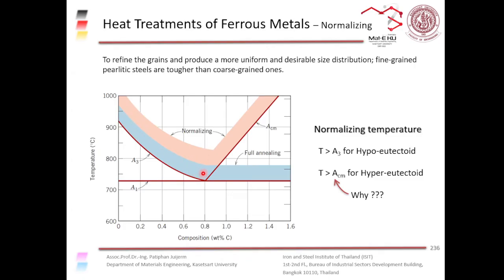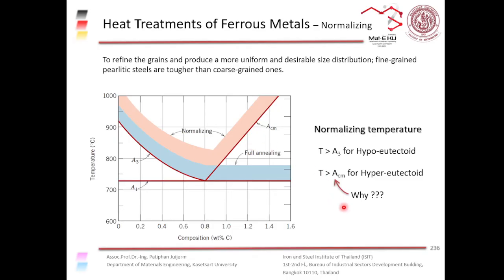And you can also notice that this is the phase field of austenite. So basically, the normalizing process is when we want to reset everything. We want to start from the beginning. So we make the microstructure change back to austenite, and then we control the cooling rate so that we get a finer grain microstructure of pearlite that is tougher and harder than the coarse grain microstructure.